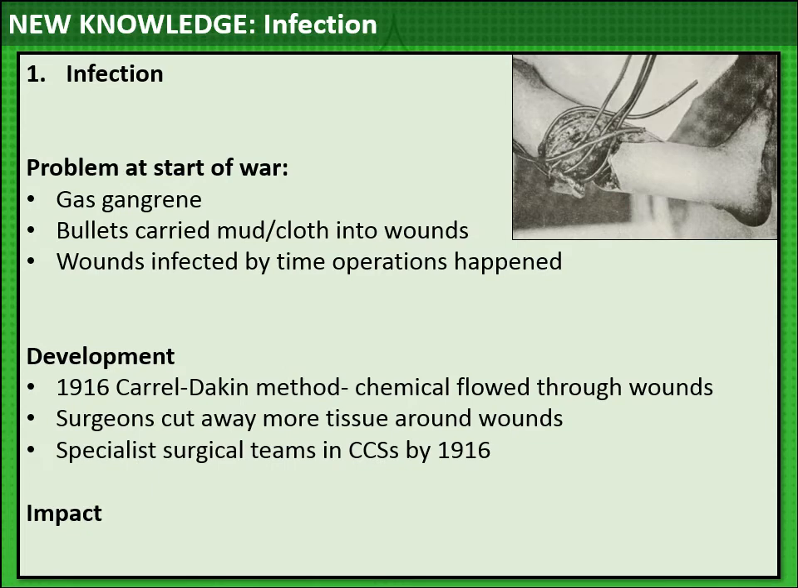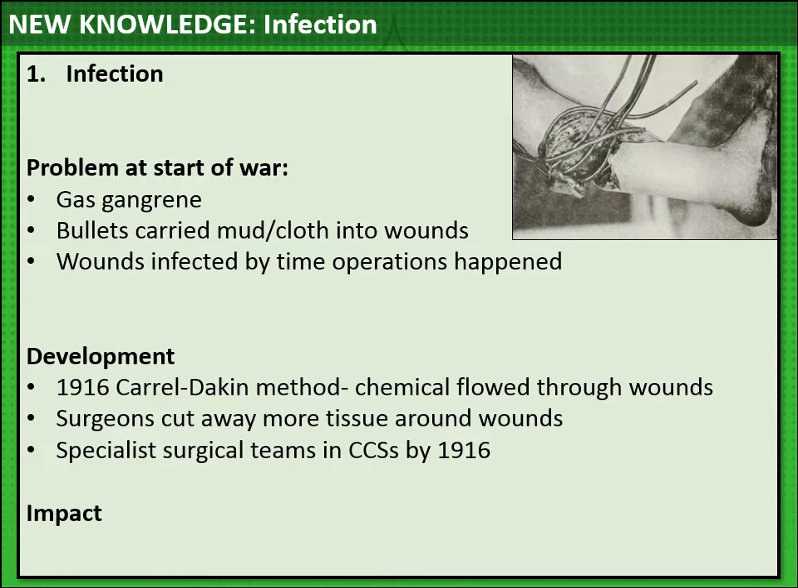So let's look at how this problem was countered. I know that picture on the screen looks pretty gruesome, but it's actually being really helpful. Now what you've got there is the Carrel-Dakin method. Now this is where chemicals were flushed through wounds in advance of surgery, and this would buy valuable time to stop infection from setting in. It would often buy up to a week of time. So this would mean that wounds would not be as infected and there'd be a greater chance of the surgery being successful.